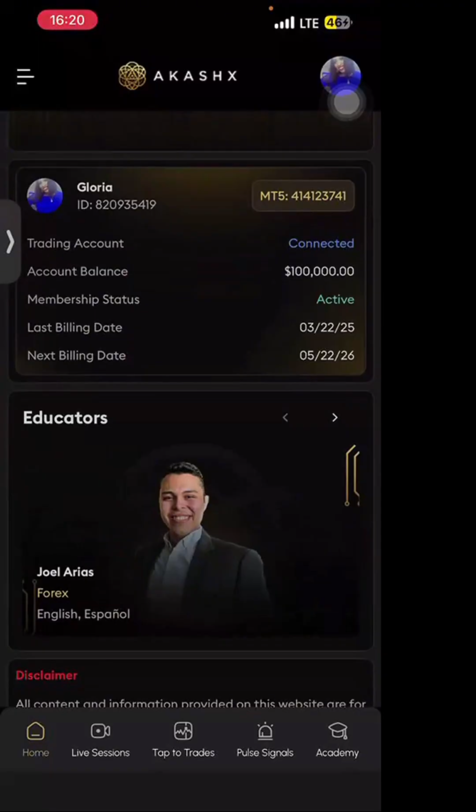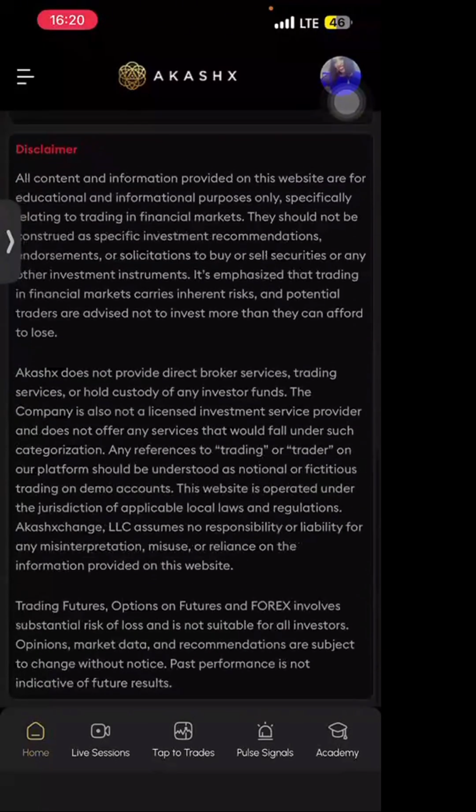This is actually to show you that even if you're a 9 to 5 worker, even if you're a busy person, even if you own your own business, even if you don't know anything about trading, like this is the first time you're hearing about trading in your life, all you need to do is connect your account and professionals will trade for you. Akashx has made this very, very easy.